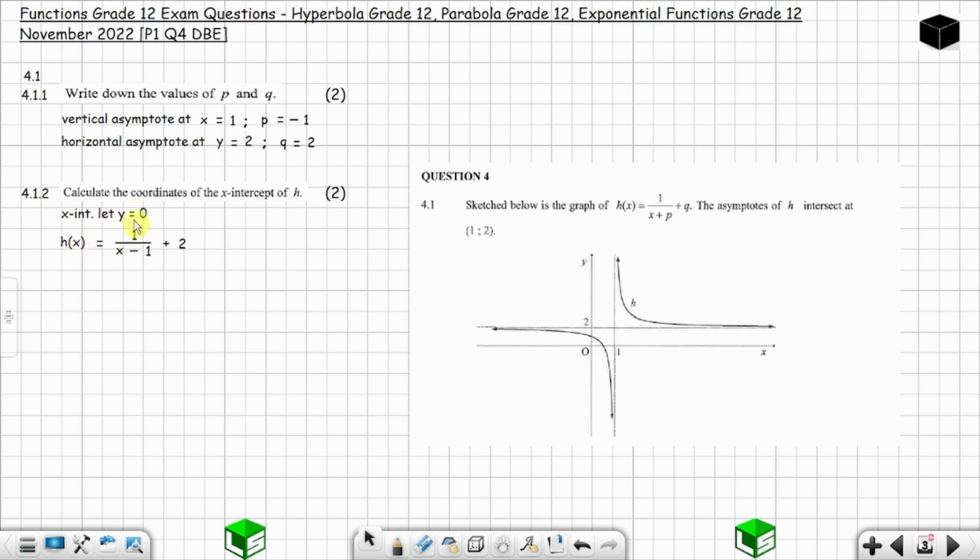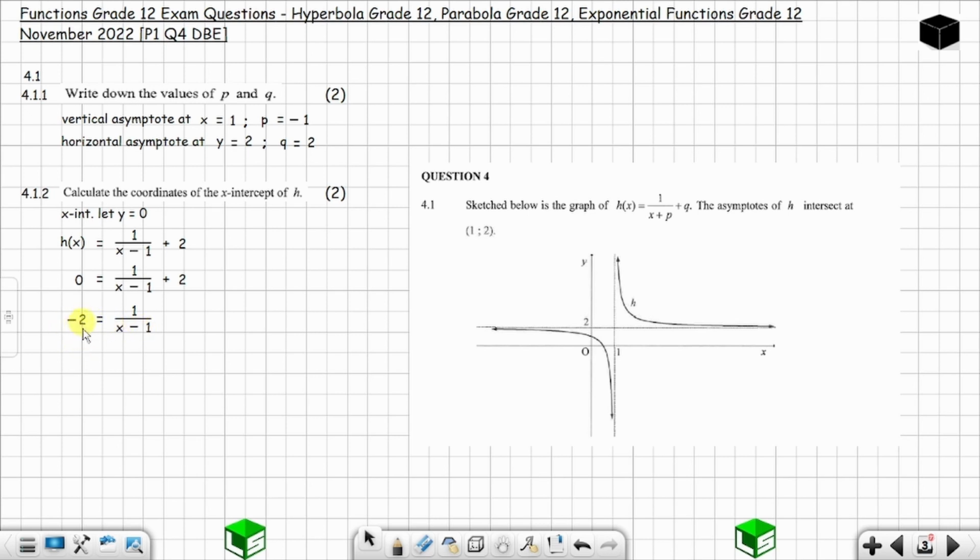Now let's get the coordinate of the x-intercept. To get the x-intercept, you let y equal to 0. H of x is y, so you let H of x equal to 0. Then you take the positive 2 to the left, and it becomes negative 2. Remember, the negative 2 is over 1. Now you can do cross multiplication.